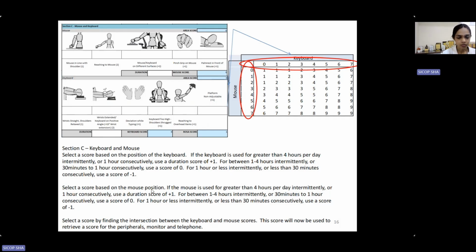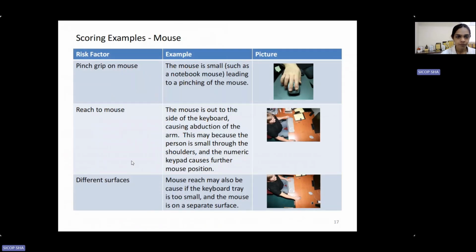Select a score based on the mouse position. If the mouse is used for greater than 4 hours, or 1 hour consecutively, it is scored as +1. For between 1 and 4 hours, or 30 minutes to 1 hour, the score is 0. And for 1 hour or less, or less than 30 minutes, a score of -1 is given. Select a score by finding the intersection between the keyboard and the mouse scores. This score will now be used to retrieve a score for the peripherals, monitor, and the telephone. So for the keyboard and the mouse, we will score and the intersection will be found, and we will get the score for the peripherals and the telephone.